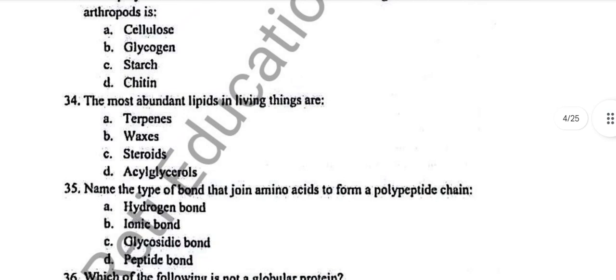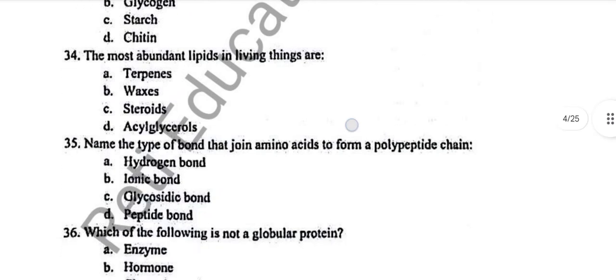Question number 34. The most abundant lipids in living things are A. Terpenes, B. Waxes, C. Steroids, D. Acylglycerols. And the correct option is D. Acylglycerols. Acylglycerols, or triglycerides, are the major storage lipids in plants and animals.